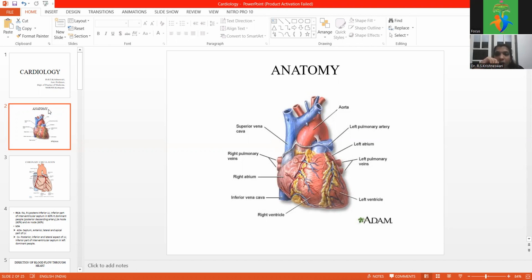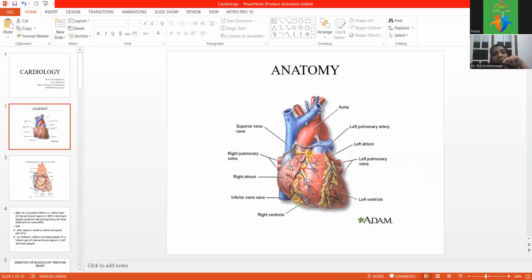Right side consists of the right atrium and right ventricle. Left side consists of the left atrium and left ventricle. The right side of the heart is concerned with the impure blood. That is, after oxygenation of the cells, the impure blood is carried through the major veins, superior vena cava and inferior vena cava, to the right atrium. And from the right atrium, it reaches the right ventricle, and it is carried to the lungs.